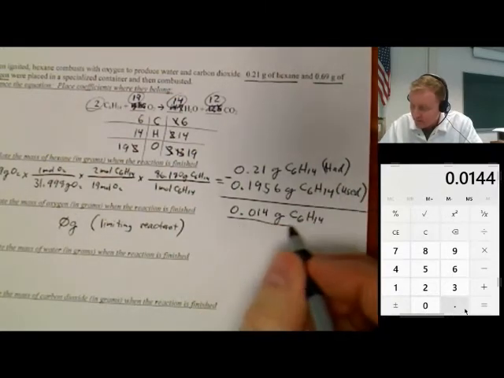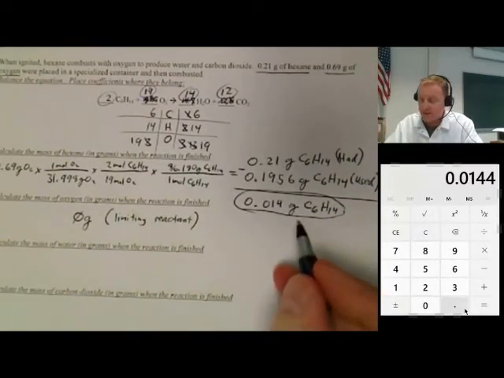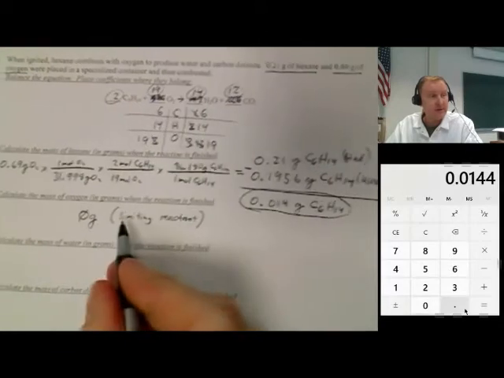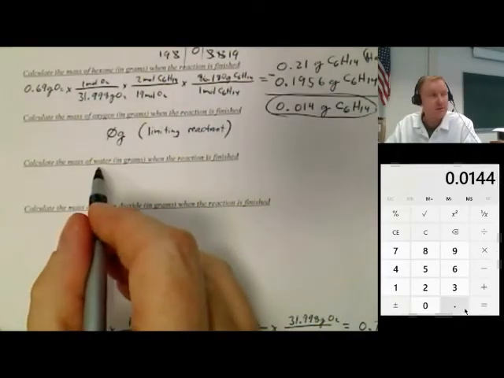So that would be our answer. So we're done with 2 questions now. We know how much hexane is left over. We know that there's no oxygen left over. Now we're going to determine how much water is produced.